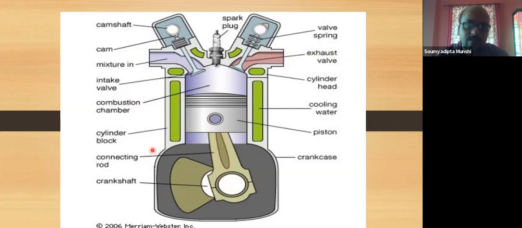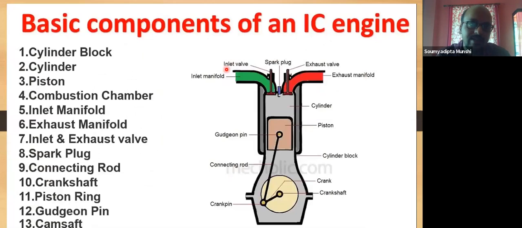This is the cylindrical block, the connecting rod of the piston, and the crankshaft, due to which the piston is able to move. The crankcase is there. This is the piston, cooling water for cooling the engine, the cylinder head, and the exhaust valve, as I told you. So these are the basic things of IC engines.